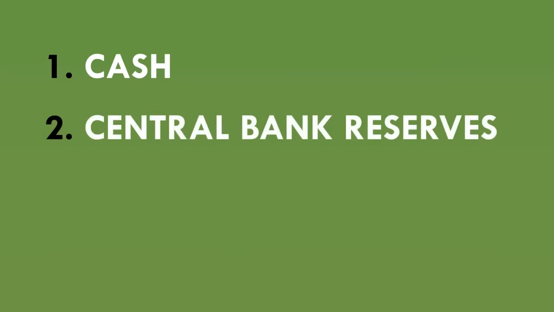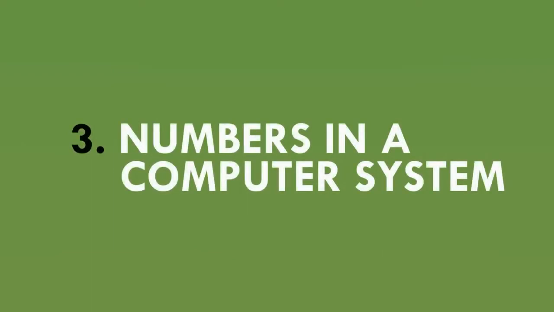Remember that central bank reserves are like an electronic version of cash that only the banks can use to make payments between themselves. The third type of money is a type of money that isn't created by the Bank of England, the Royal Mint, or any other part of government. This third type of money is the type of money that's in your bank account right now. This money is just numbers in a computer system.